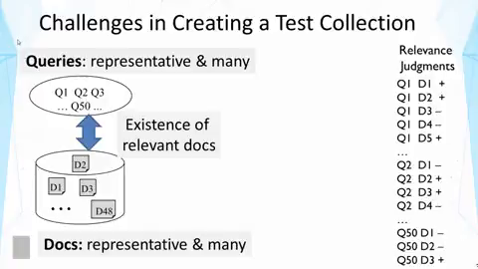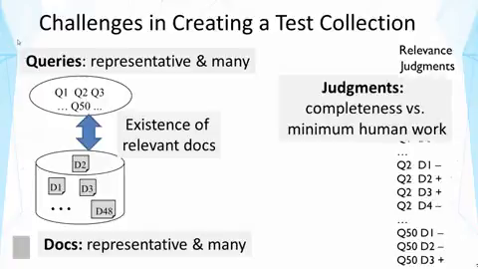In terms of relevance judgments, the challenge is to ensure complete judgments of all the documents for all the queries, yet minimizing human effort, because we have to use human labor to label these documents. It's very labor intensive. And as a result, it's impossible to actually label all the documents for all the queries, especially considering a giant data set like the web. So this is actually a major challenge. It's a very difficult challenge.